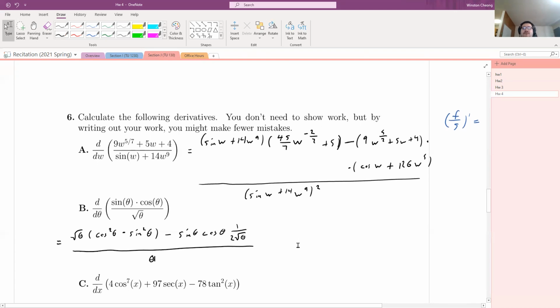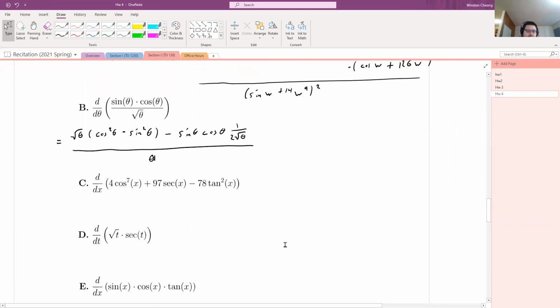Any questions so far? No? Okay. Part C. So the thing about this is this notation tricks you a little bit.